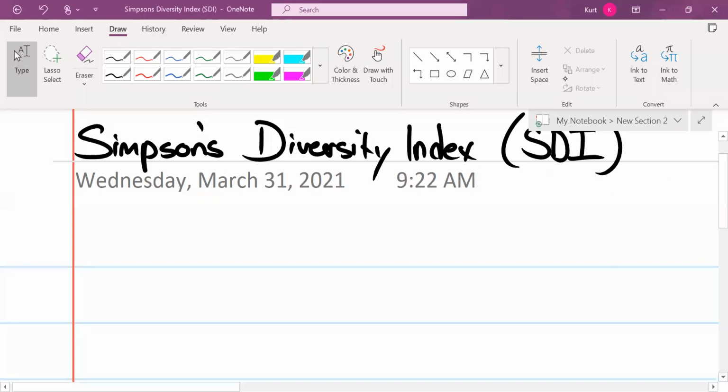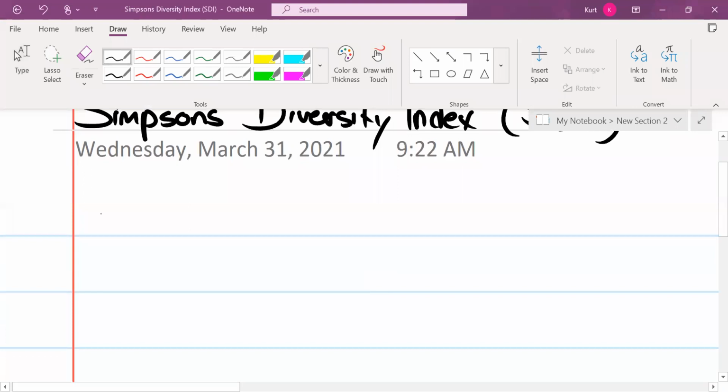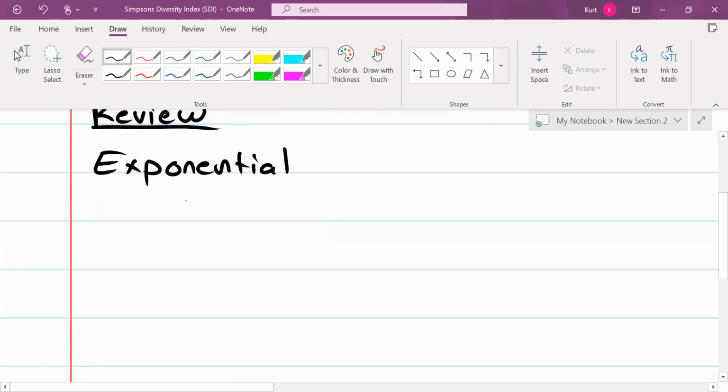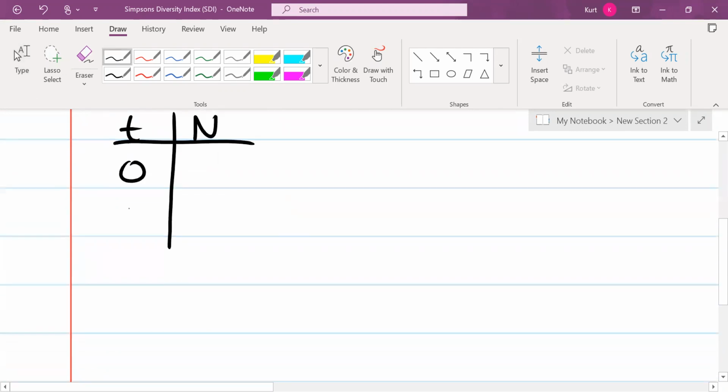All right, before we start the Simpson's Diversity Index, I want to do a review of exponential growth and logistic growth just to be sure you guys have a little bit more practice. So I'm going to give you some numbers here, and I want you to figure out the population size. So we're going to start in years 0, 1, 2, 5, 10.